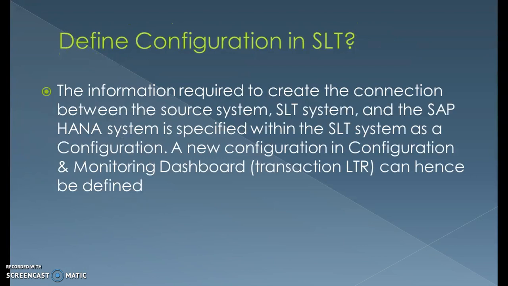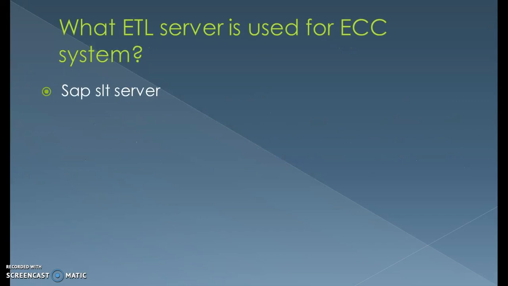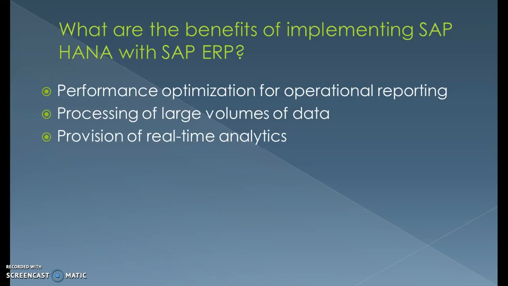Define configuration in SLT. The information required to create the connection between the source system, the SLT system, and the SAP HANA system is specified within the SLT system as a configuration. So a new configuration can hence be defined in the configuration monitoring dashboard, transaction LTR. So what ETL server is used for the ECC system? SAP SLT server. What are the benefits of implementing SAP HANA with ERP?